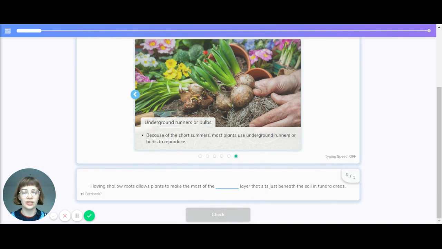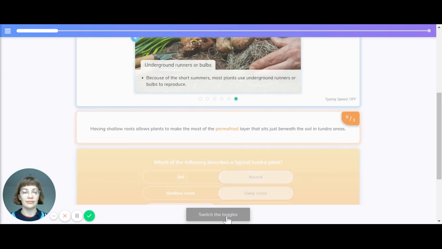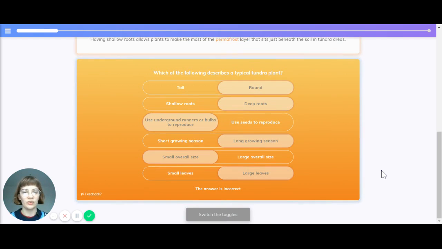So having shallow roots allows plants to make the most of the water layer that sits just beneath the soil in tundra areas. The correct answer is make the most of the permafrost layer. Let's just do another quick recap. Which of the following describes a typical tundra plant?